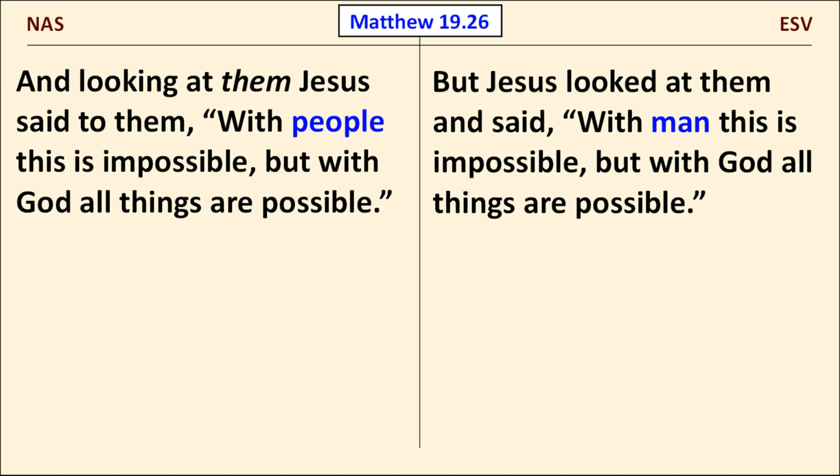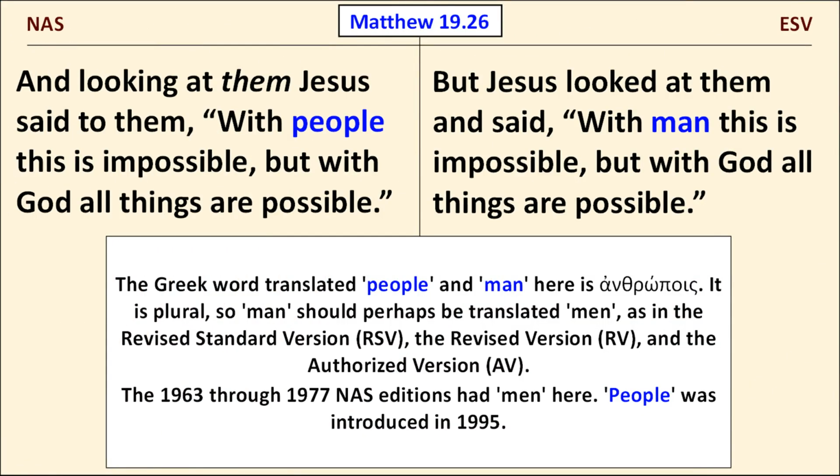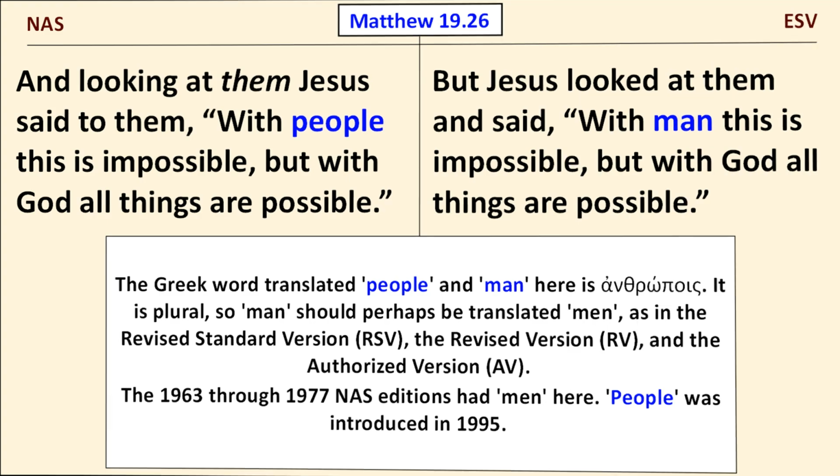We'll move next to Matthew chapter 19, verse 26. Here the ESV has "man," while the NAS goes with "people," which is rather different from what we've come to expect. The Greek word translated "people" and "man" here is anthropois. It's a plural form of the word man. The 1963 through 1977 NAS editions had "men" here. "People" was introduced in 1995.